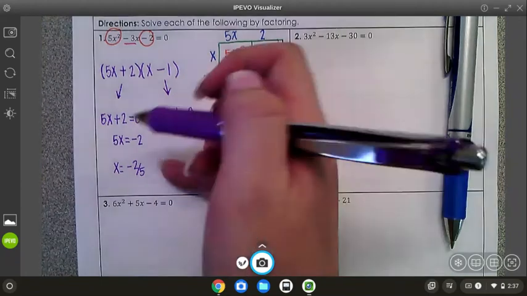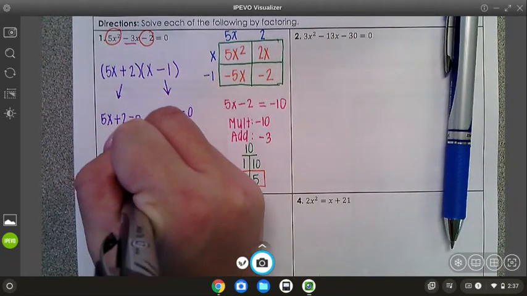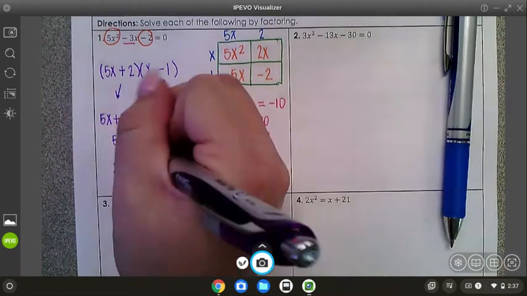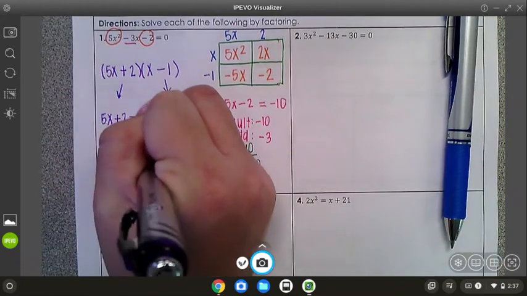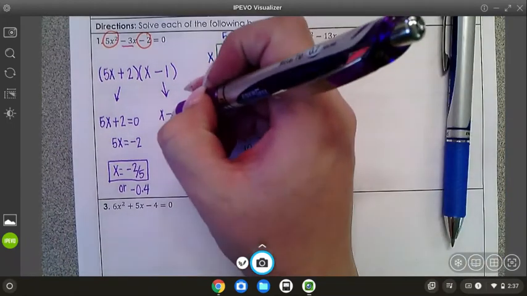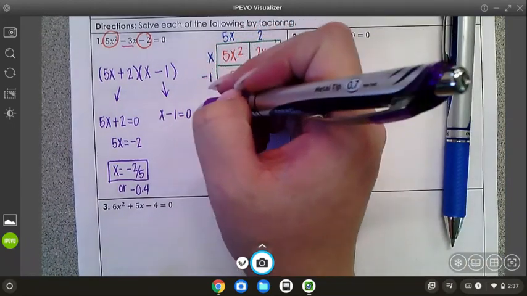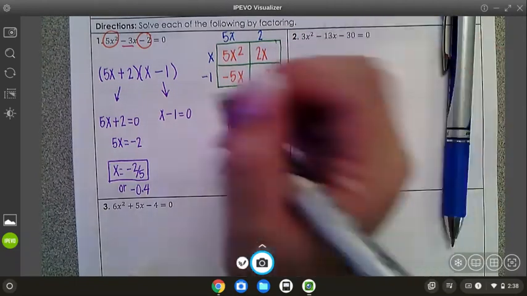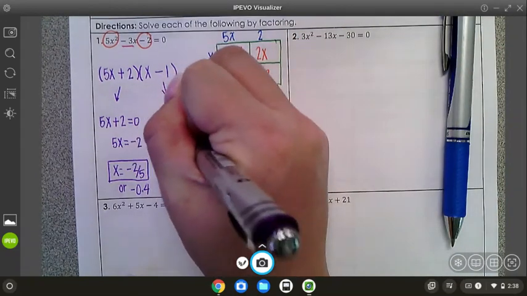Now, if you want to write that as a decimal, you can write it as negative 0.4. But I prefer a fraction. And then this one, if we have x minus 1 equals 0, we need to add 1 to both sides, leaving us with x equals 1.